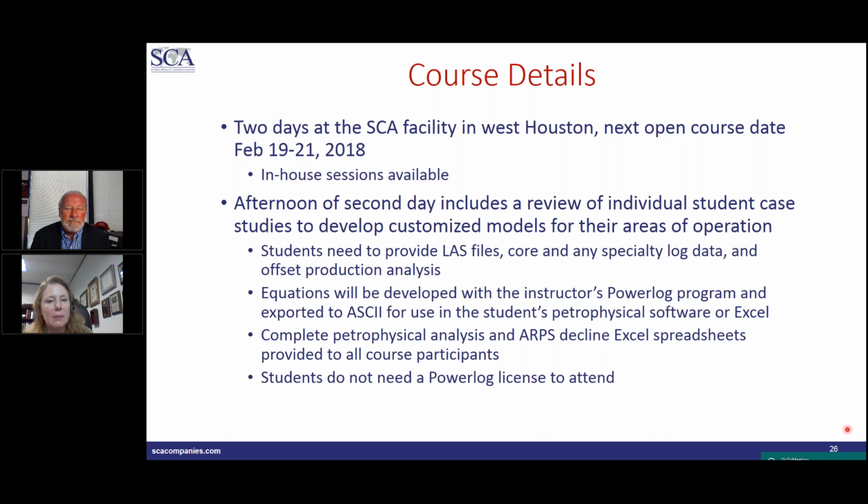So the next question from a listener: logs in laterals are pretty rare and mainly from pilot wells. Can you comment on how to scale up information from vertical data?